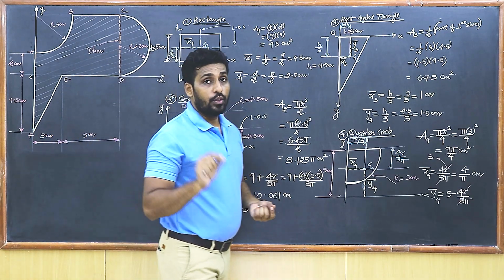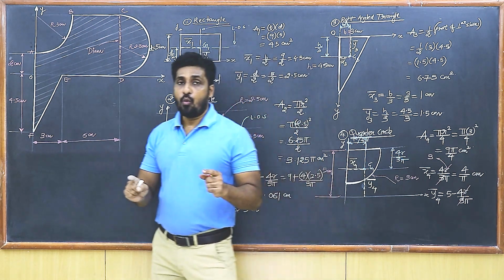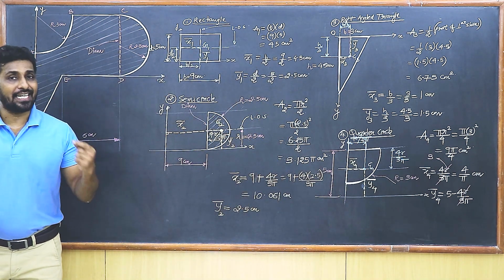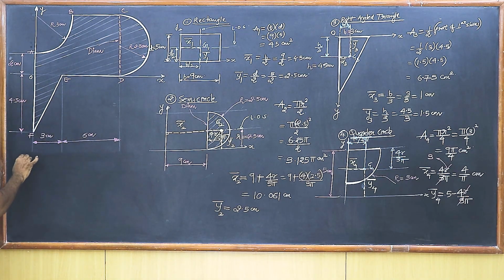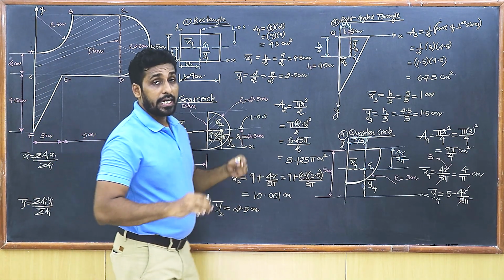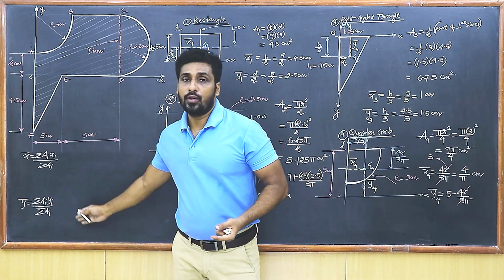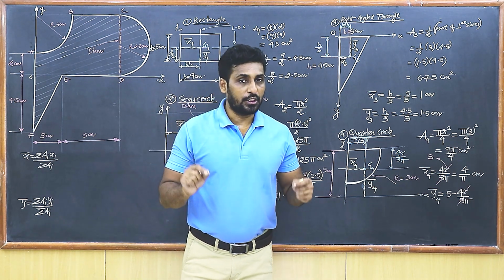But before that, students, if I want to find the centroid of the composite shape, I have the formulas. X bar is equal to summation of AI xi upon summation of AI. And Y bar is going to be summation of AI yi upon summation of AI. So you can observe this is a standard technique of solving the question. You need to find summation of AI for both finding X bar as well as Y bar.